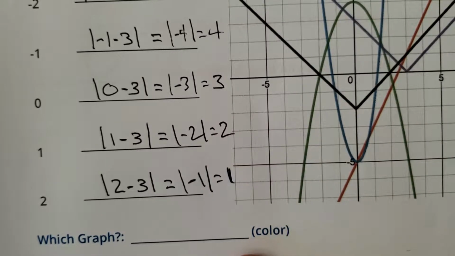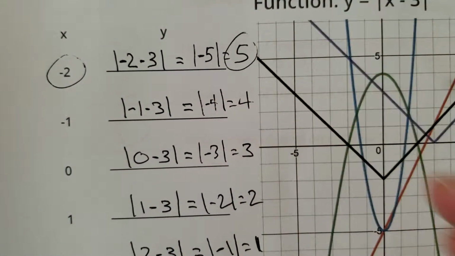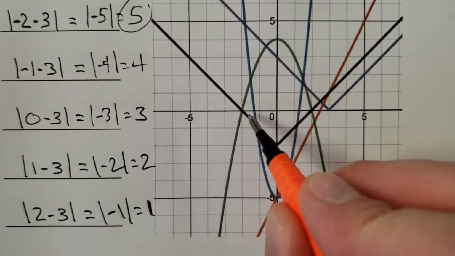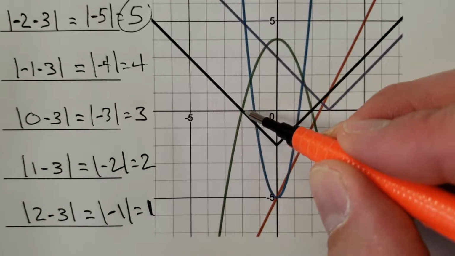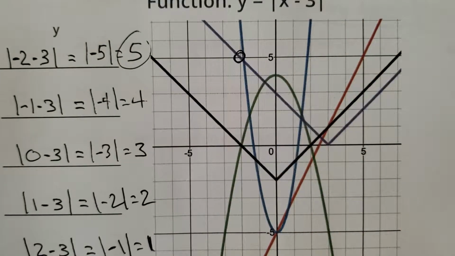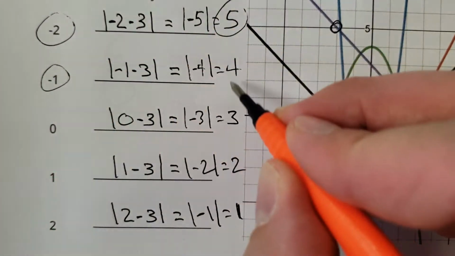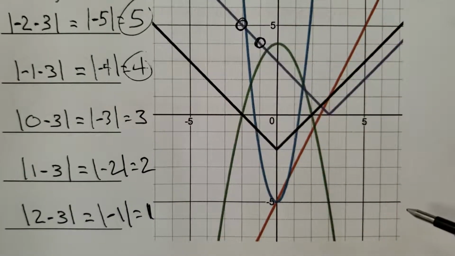Okay, so these are now my coordinate points. -2 and 5 is one of my coordinate points, so I can weed this out pretty quick. There's one. I've got a feeling it's going to be the purple line, but let's just double check. -1 and 4. Oh, there we go. 2 for 2.